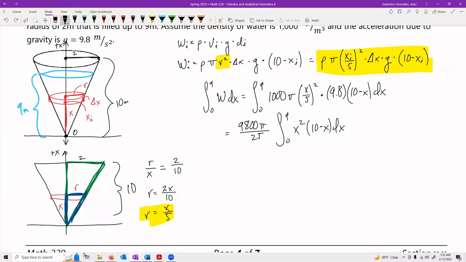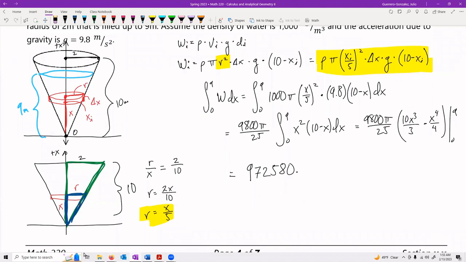And if you do this out, you end up getting 9,800 pi over 25 of 10x cubed over 3 minus x to the 4th over 4, evaluated from 0 to 9. And if you simplify this all the way, you should get, I'm going to put down the final answer, 972,580.536.